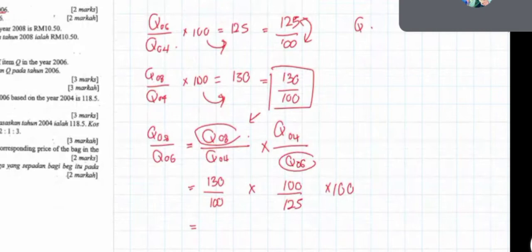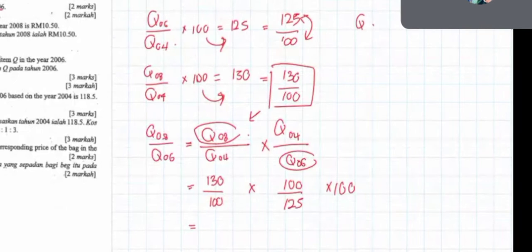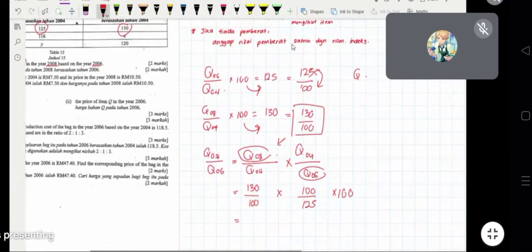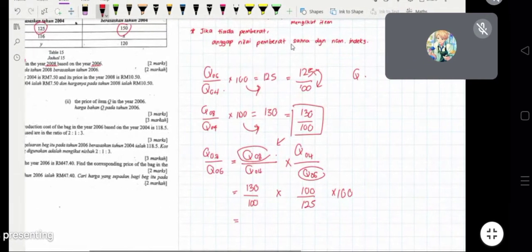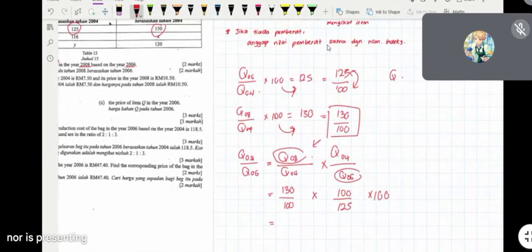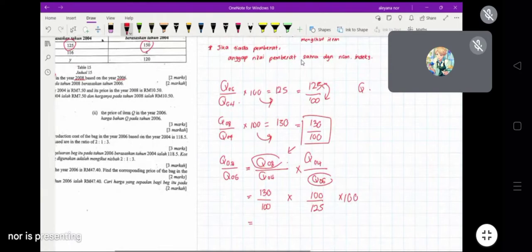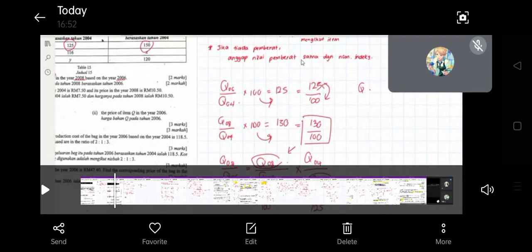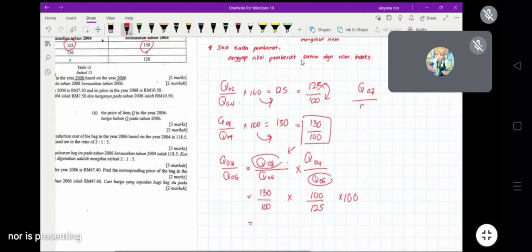Okay, so you darab these two together, and then you darab dengan 100 because you're finding the price index. After you darab with 100, you get 6 per 5.